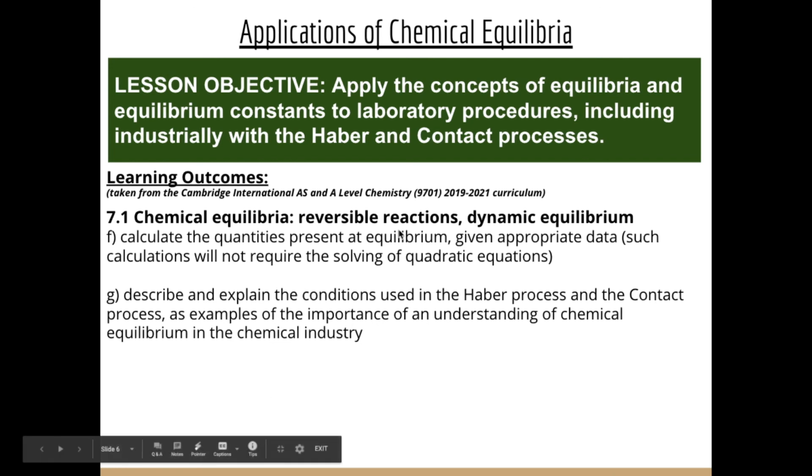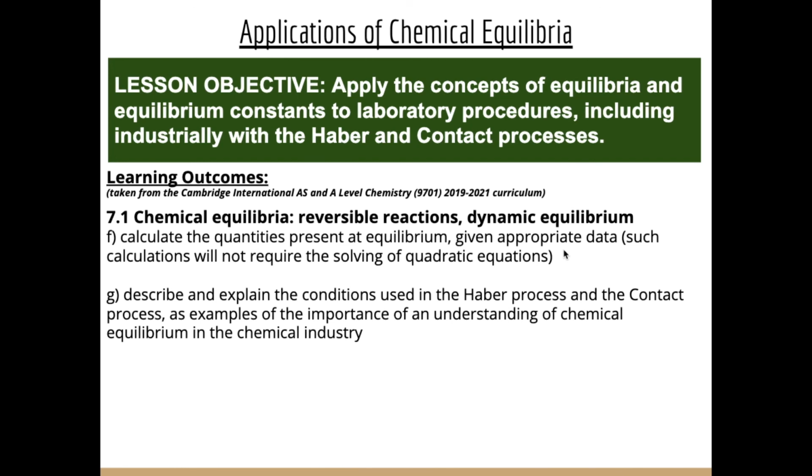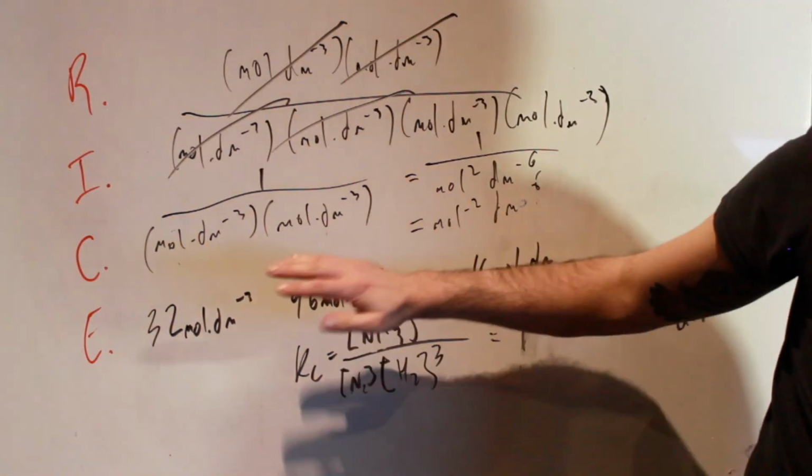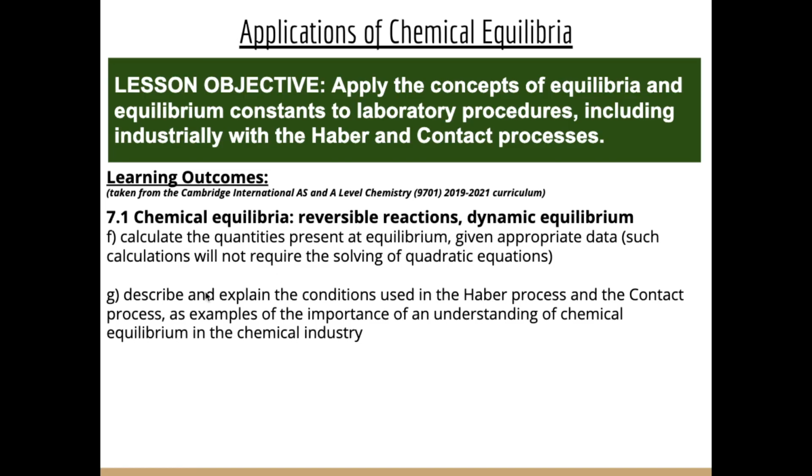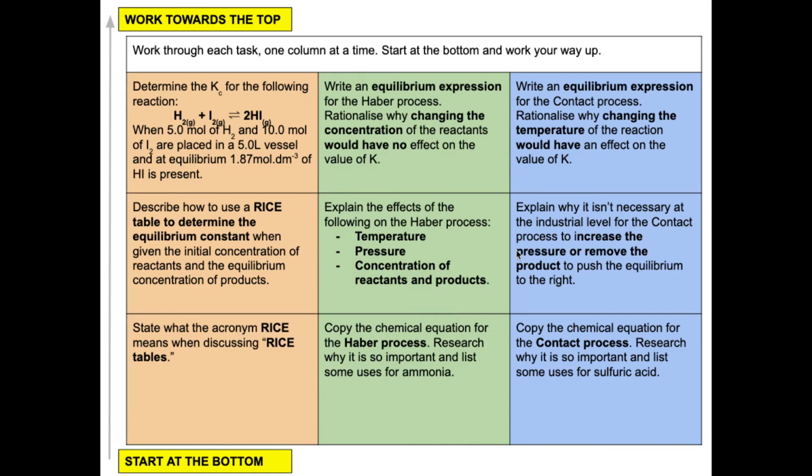What have we done? We've calculated the quantities present at equilibrium given appropriate data. Such calculations will not require the solving of quadratic equations, so there are other ways to solve these types of equations that involve quadratic equations, but that does not concern us in this particular course. And then describe and explain the conditions using the Haber process and the contact process as examples of the importance of an understanding of chemical equilibrium in the chemical industry.